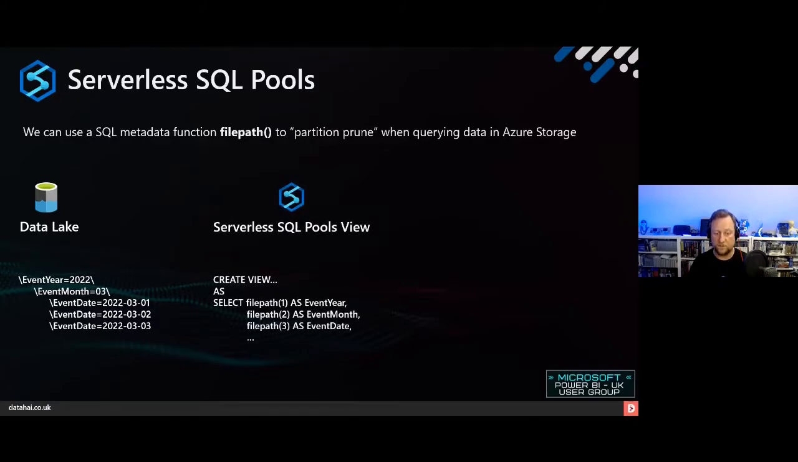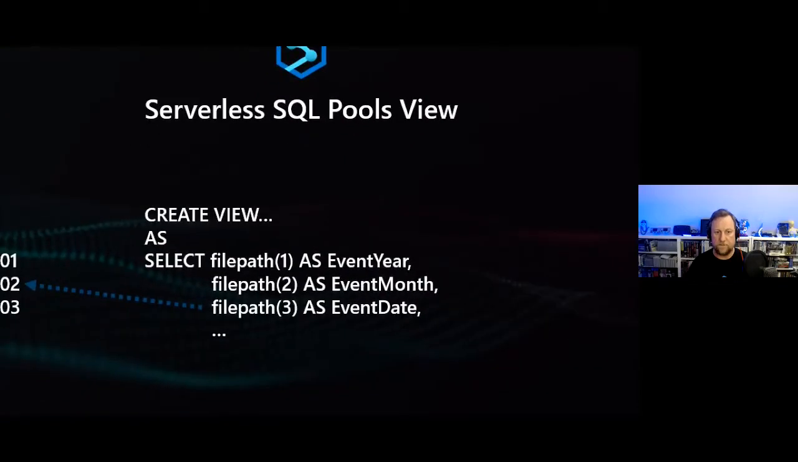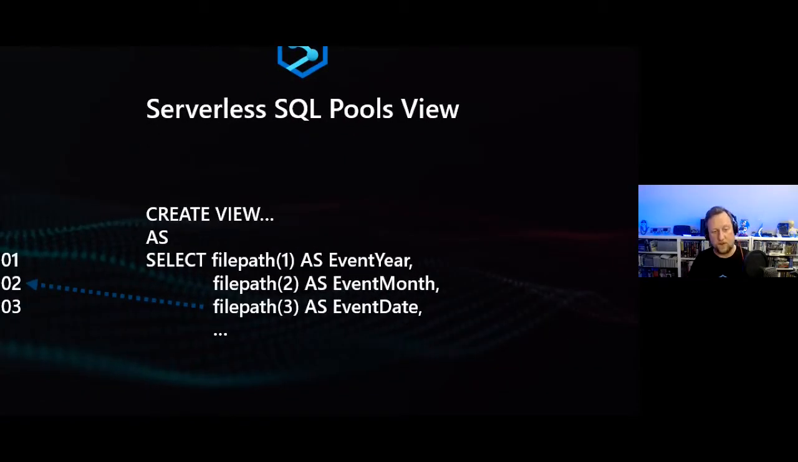Now, in serverless SQL pools, what we can do is create a view. We don't have to create a view to use the file path function, but as we see later on, it's very useful because it will abstract the connection to the data lake away from any users querying that view. But as you can see here, I've added three file path functions.